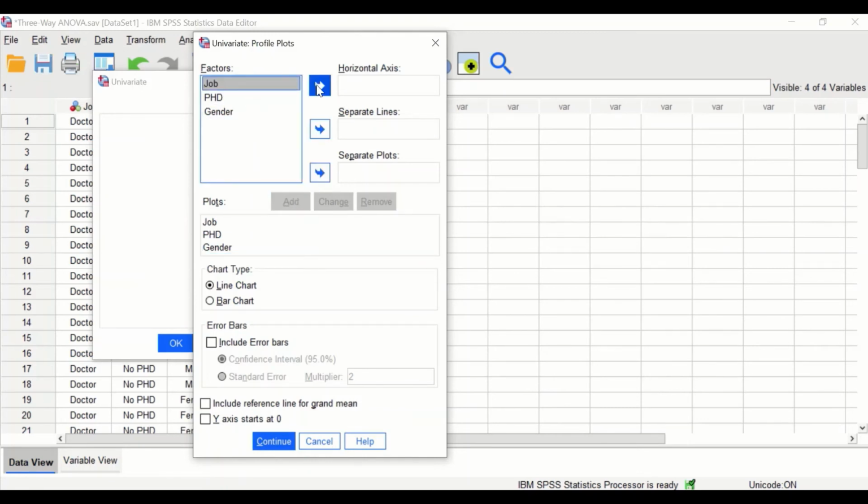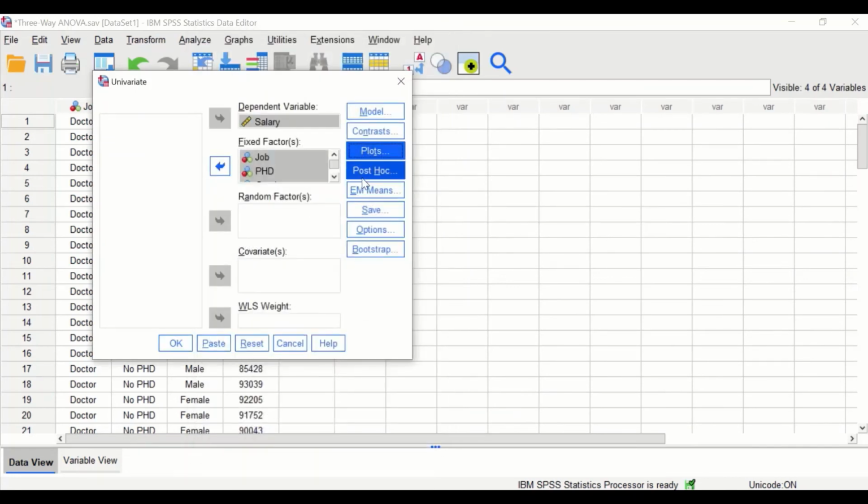Then select the job, move it to the horizontal axis, PhD into separate lines, Add, and then job again into horizontal, gender into separate lines, and then Add, and then PhD into horizontal and gender into separate lines, then Add, and then select the job finally into the horizontal, PhD into separate lines, and gender into separate plots. Click on Add. Now we have plots for all possible combinations of interaction.